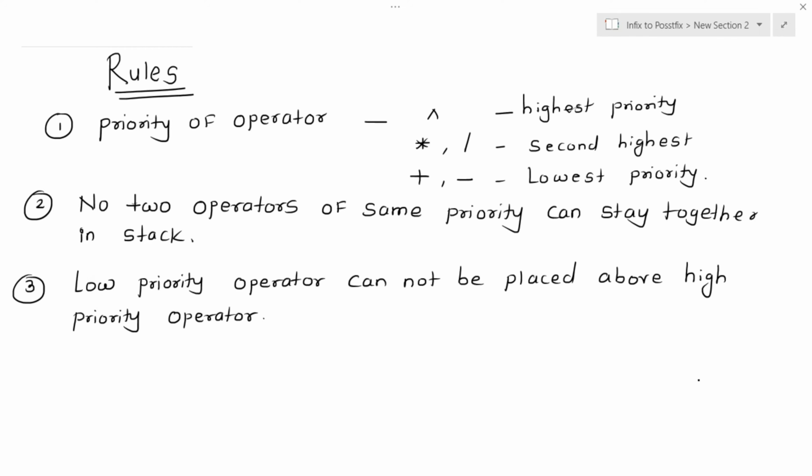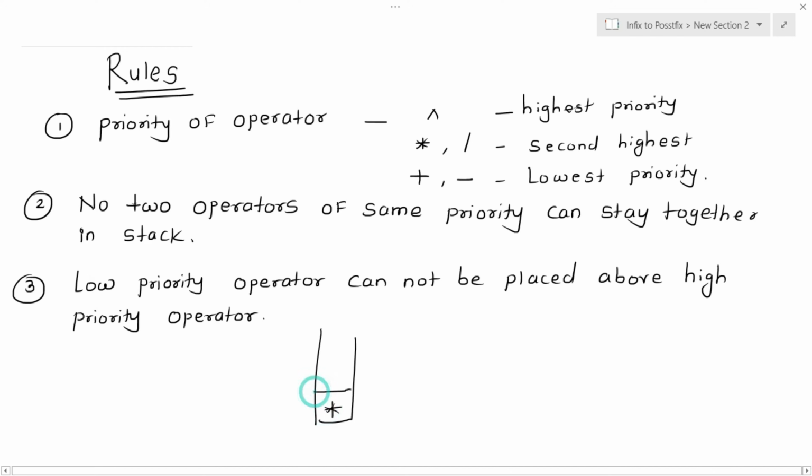Now the third rule is that a low priority operator cannot be placed above a high priority operator. We already discussed the priority of operators. So the third rule says that a low priority operator cannot be placed above a high priority operator. It can be placed below the high priority operator, but it cannot be placed above it. For example, if there is already a multiplication operator in the stack and then a plus operator comes, multiplication has a higher priority and plus has a lower priority, so the lower priority operator cannot be placed above the high priority operator.